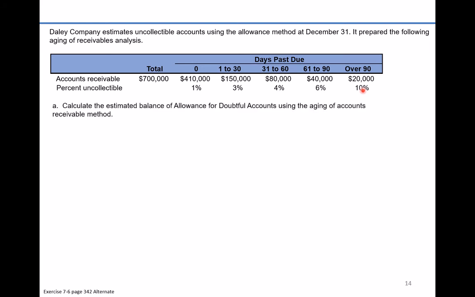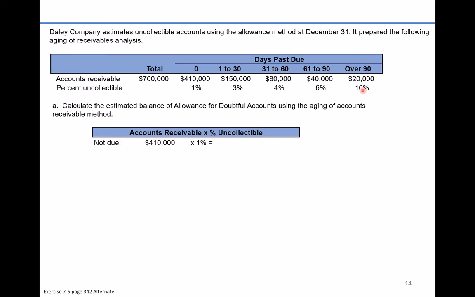The first part says calculate the estimated balance of allowances for doubtful accounts using the aging of account receivable method. So for this method, we're simply going to take a look at all the different balances that they have, multiply times those estimated percents that we don't think we'll be able to collect to come up for that individual time period, how much of those funds we don't think we'll be able to collect. So for the first one, the $410,000 times 1%, well, we think that out of that amount, we may not be able to collect $4,100.